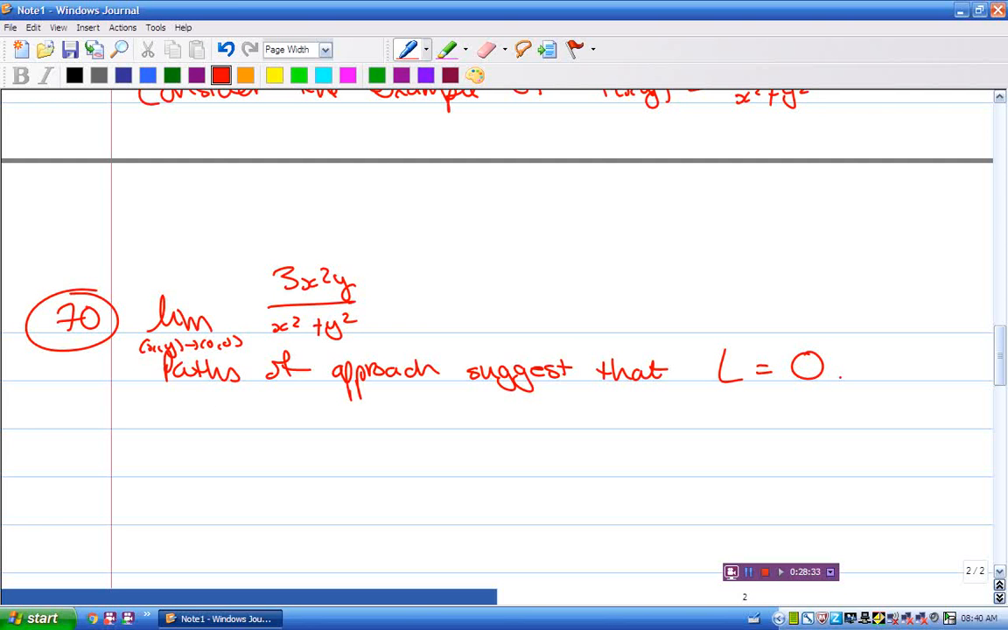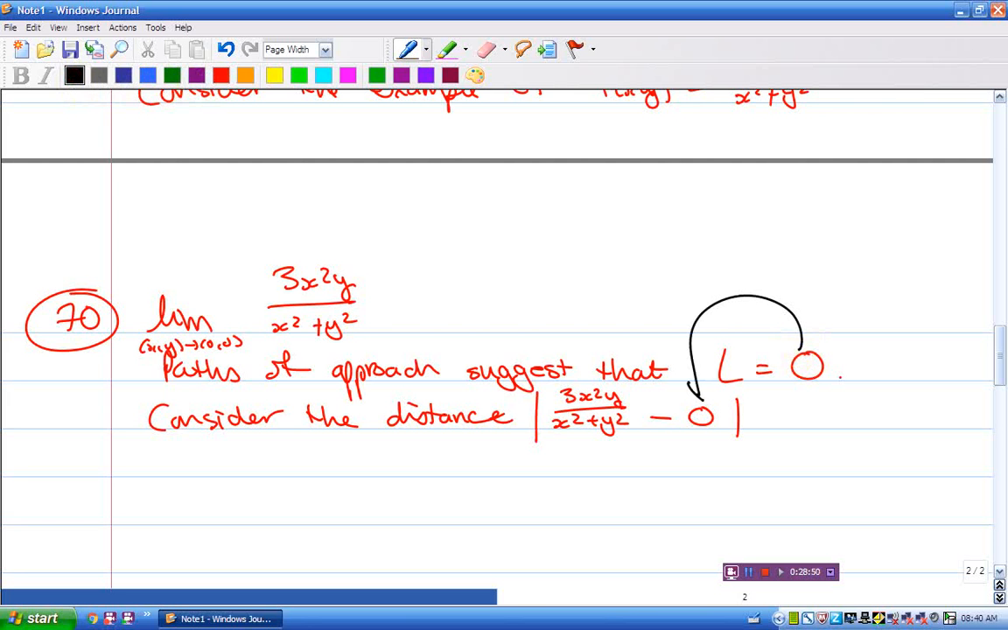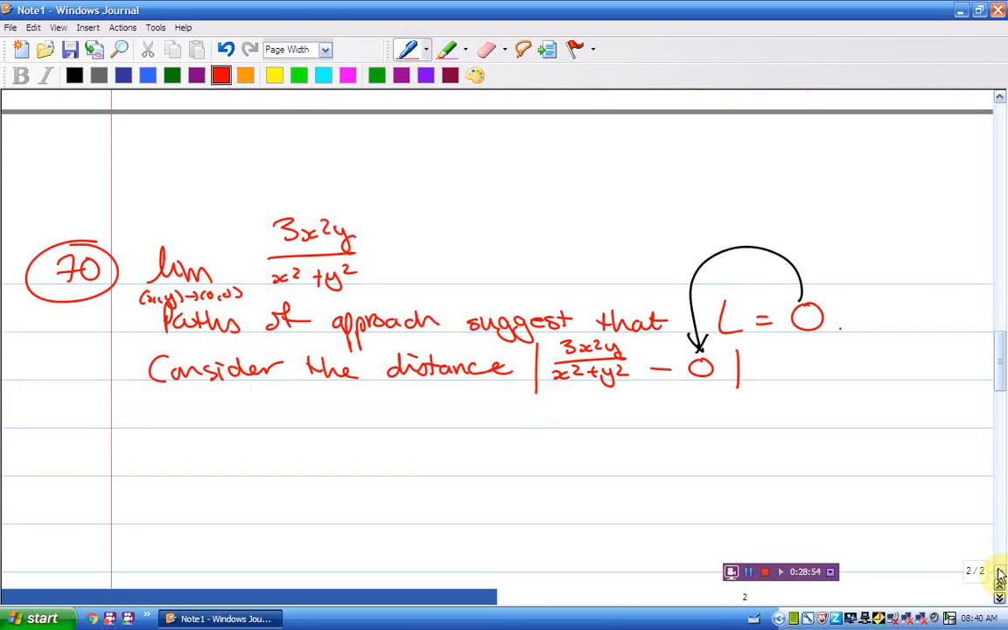Okay, all right. So consider the distance |3x squared y over x squared plus y squared minus 0|. That 0 is this L. If we'd done the paths of approach and it seemed like our limit was 2 every time, then we would have put a minus 2 in there. Okay, all right. So what we're going to do is squeeze theorem.